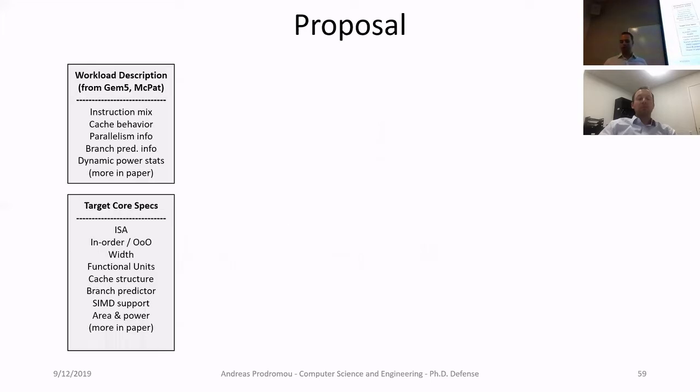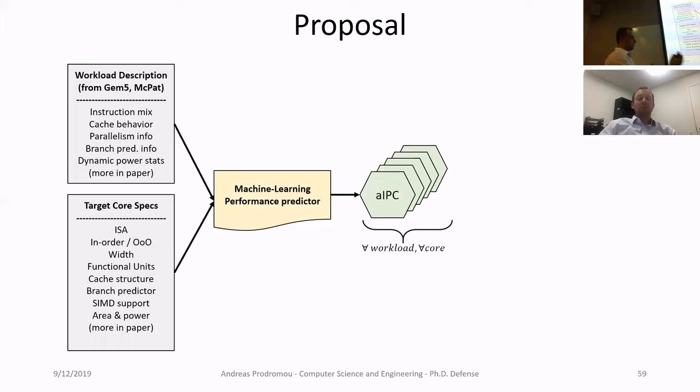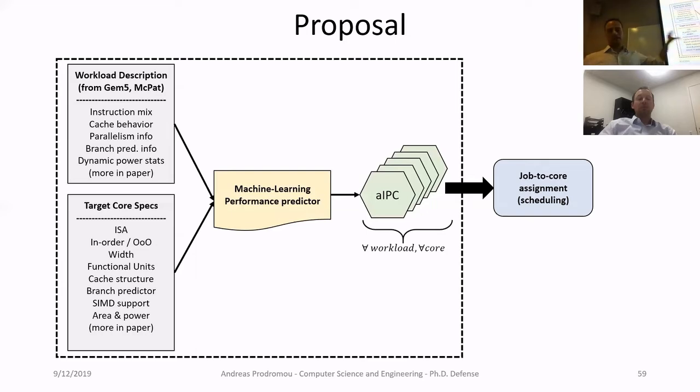Okay, what we propose in this work is we start with our data set, we feed it into a machine learning performance predictor, which generates predictions for each workload for each core. We measure performance in alpha instructions per cycle, which is a metric we developed to ensure fair comparison of progress between ISAs. Once we have all the performance predictions, we can pass that to a scheduler, which will come up with a job to core assignment. In this work, we focus on the left part, and in the next chapter, we'll discuss the actual scheduling.